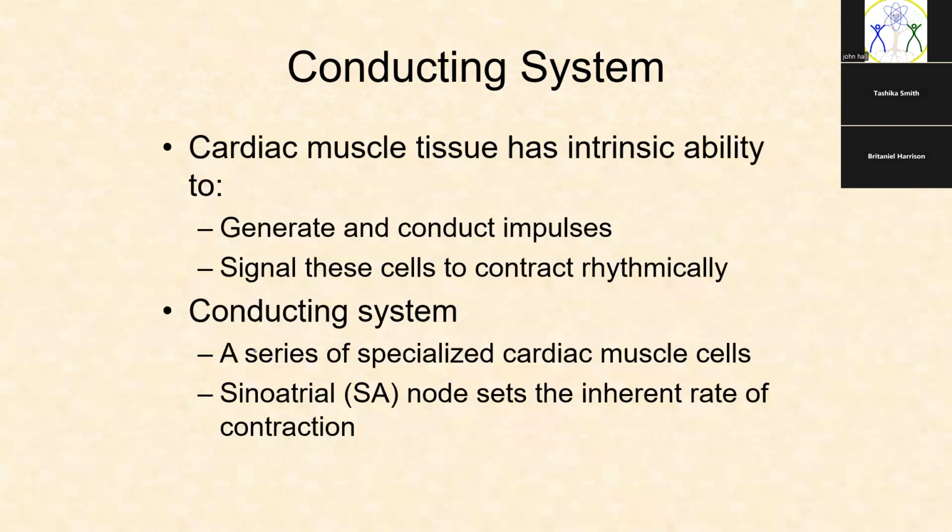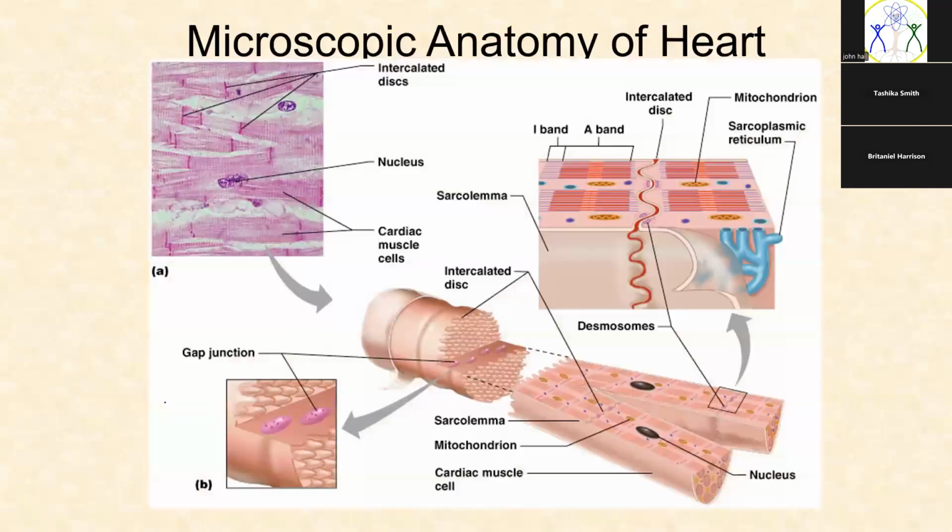So we're looking at what coordinates what is going on in the heart during your normal heartbeat, right? So that's the conducting system we're going to be talking about, right? This here is looking at the microscopic anatomy of the heart. This stuff you need at AMP1, I'm not going to spend too much time on it.